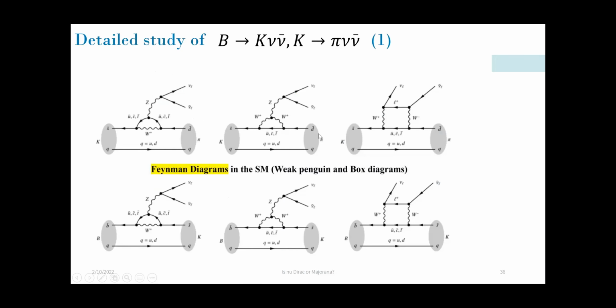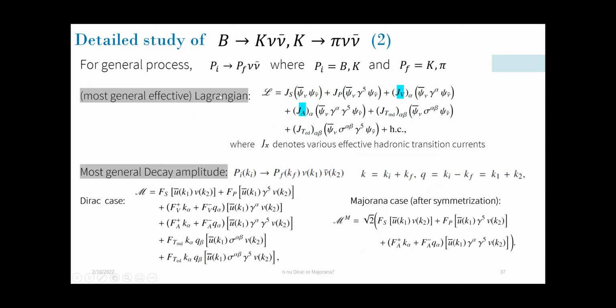These are standard model diagrams. Now, for the general process, P_I to P_F nu nu, like this way, then this is the most general effective Lagrangian. Now J is like the effective hadron current, the transition current. J_V and J_A could possibly be new in the standard model. Okay, the others are also new physics.